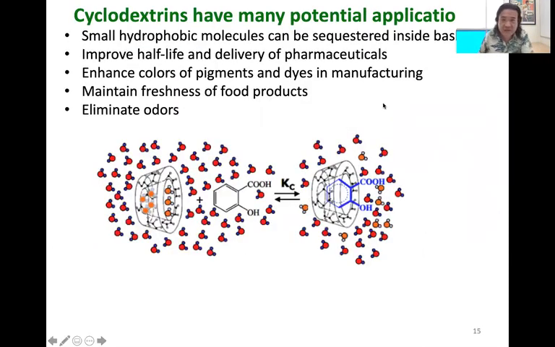So cyclodextrins have many useful applications. Because they're very small, they can actually be used to help contain or trap other small hydrophobic molecules and protect those molecules. So as a result, if you have certain pharmaceutical drugs that are small hydrophobic molecules that might otherwise be destroyed or metabolized by your body, right? They can be packaged up in these types of cyclodextrins so that they are protected from hydrolysis by water molecules.